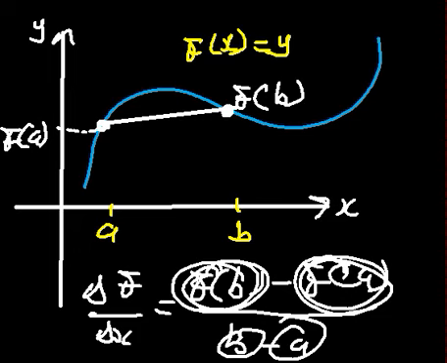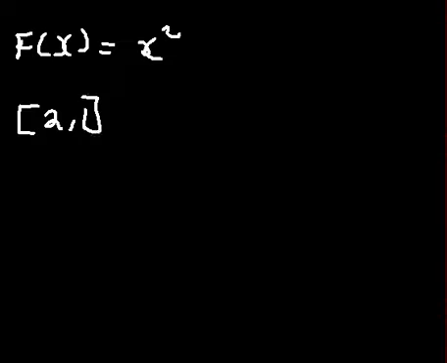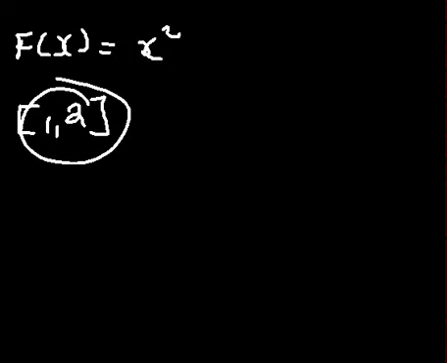Now let's say we have the following problems. Let's say we have a function f of x given as x squared. Now find the average rate of change of the function on the following closed intervals. Let's say we have the interval 1, 2. So what is the average rate of change of the function within this interval?